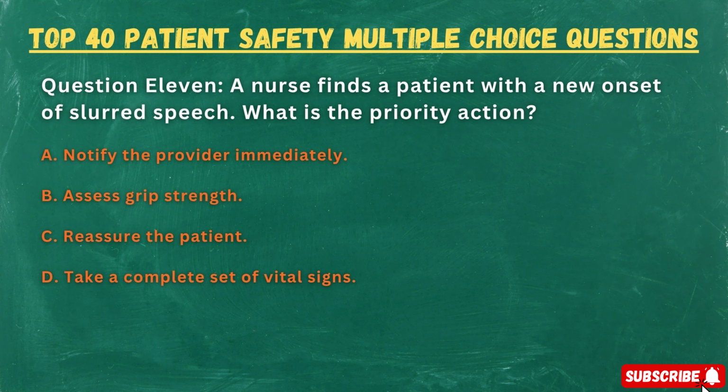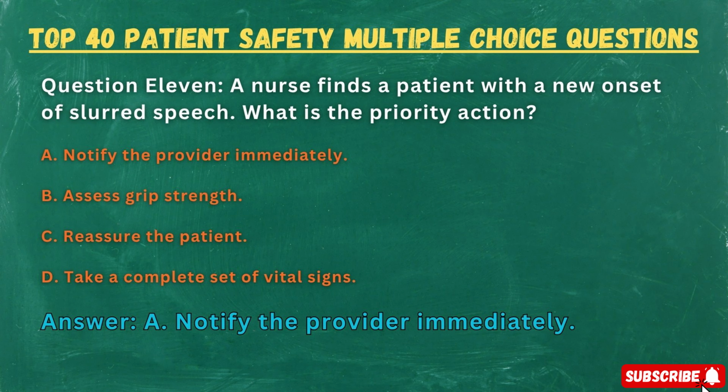Question 11. A nurse finds a patient with a new onset of slurred speech. What is the priority action? A. Notify the provider immediately. B. Assess grip strength. C. Reassure the patient. D. Take a complete set of vital signs. Answer. A. Notify the provider immediately.